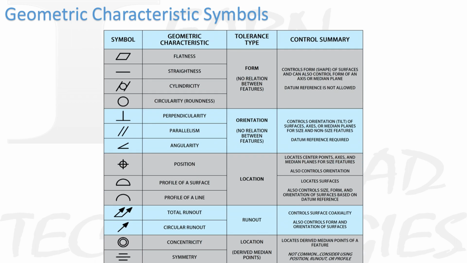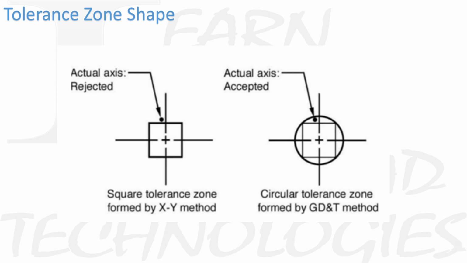So these are the geometric characteristics. We can explain what is flatness, straightness, perpendicularity, divided into form, orientation, location, and runout. So the next one is tolerancing zone shape. We only use this if it is a cylindrical or circular object. It means mostly we use this for a hole or a shaft, or otherwise something that has a curved surface.